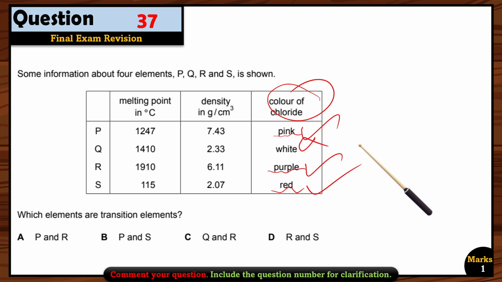Now we are left with density and melting point. Remember that among all the metals, the transition metals have the highest density. Transition metals have the highest density.